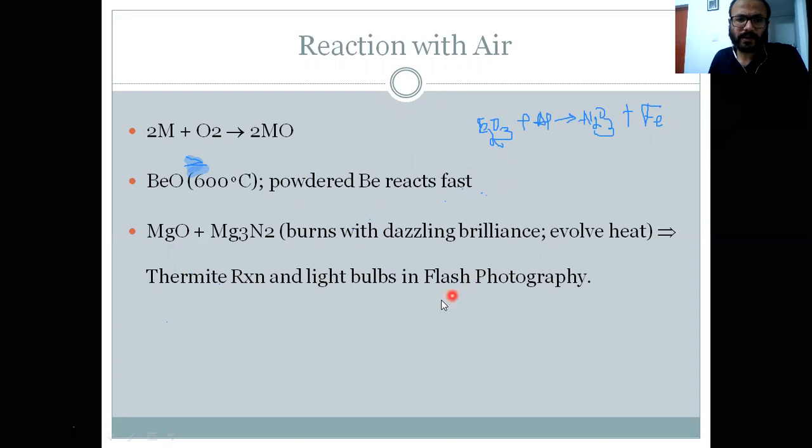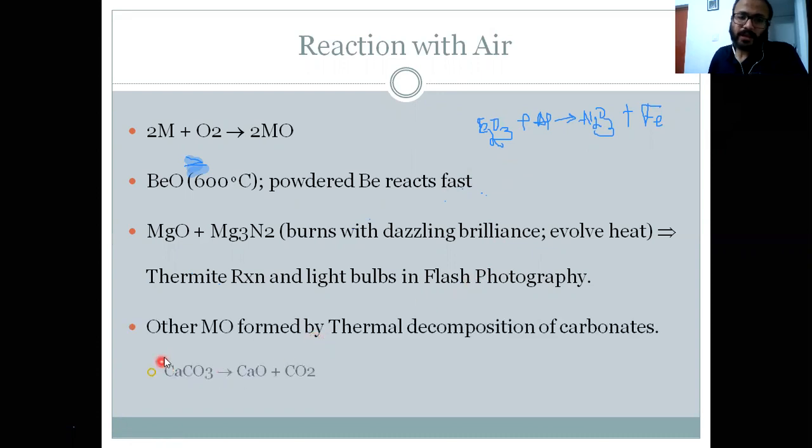Okay. Apart from that, the other metal oxides are usually not produced by burning the metals in air, but rather they are formed by the thermal decomposition of the carbonates. So, for example, calcium oxide is produced by the thermal decomposition of calcium carbonate, that means when you heat calcium carbonate, it forms calcium oxide and carbon dioxide gas evolves.